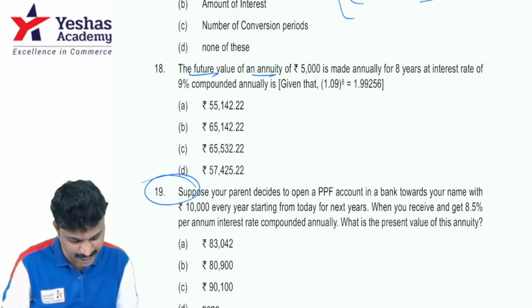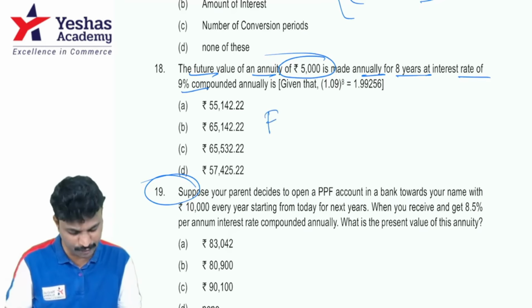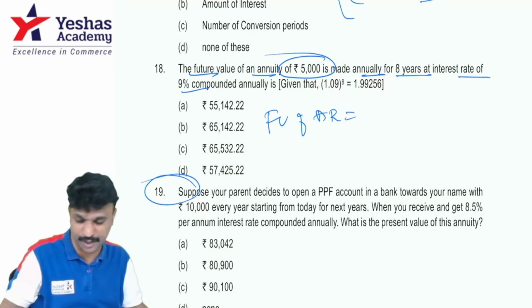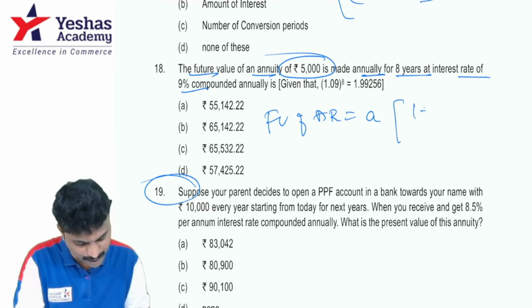Guys, moving on to 18th question. The future value of the annuity of 5,000 is made annually for 8 years at the rate of 9% per annum. So we need to find future value of annuity regular, because they haven't specified whether at the end of each year or at the beginning of each year. So it is FV of AR. It is A into 1 plus I whole power n minus 1 divided by I.